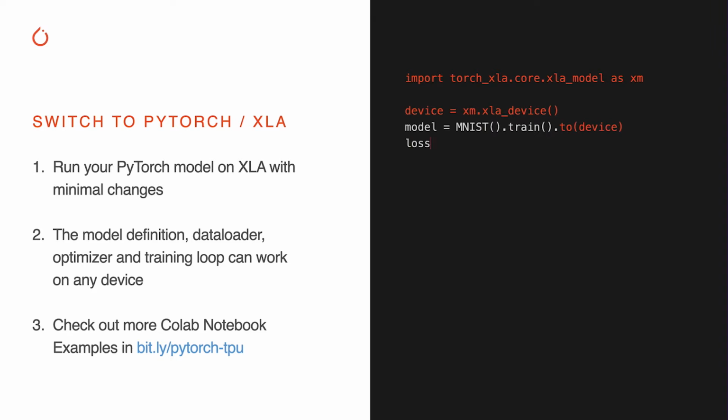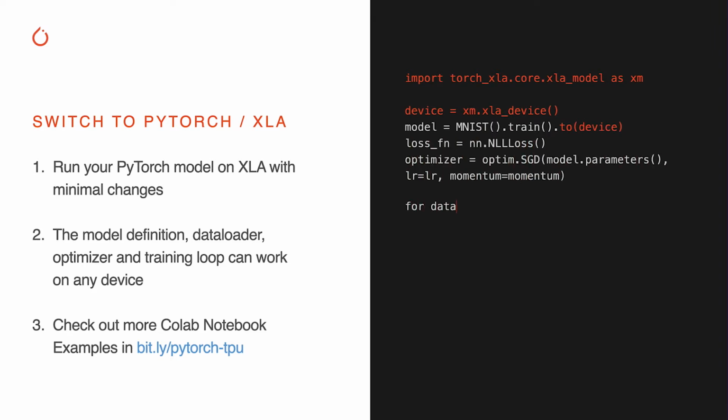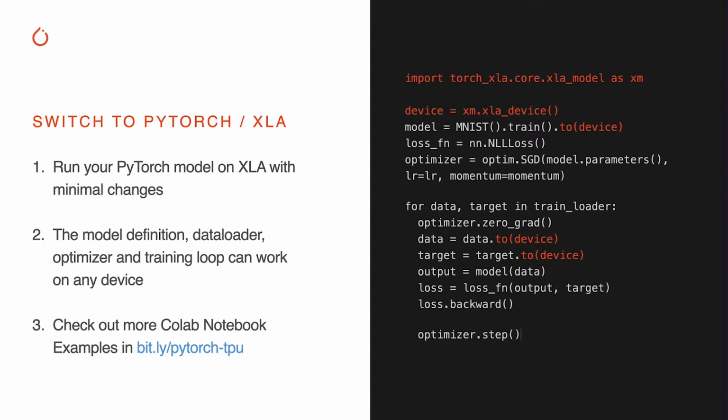Here is an example of running a PyTorch model on XLA with minimum changes. I highlighted the XLA-related changes in red. Note that the model definition, data loader, optimizer, and training loop are mostly unchanged. You also need to add a mark step call at the end of each training loop. You can see on the right, it is the xm.mark_step at the end.